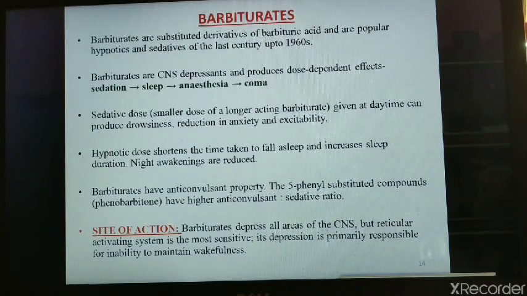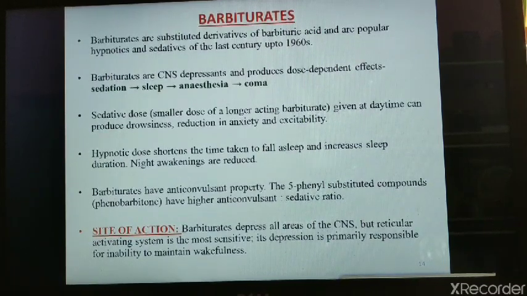The site of action for barbiturates: barbiturates depress the overall CNS, but more specifically the reticular activating system, which is the most sensitive of all the other areas, and its depression is primarily responsible for inability to maintain wakefulness. That is, a person will fall asleep within no time.